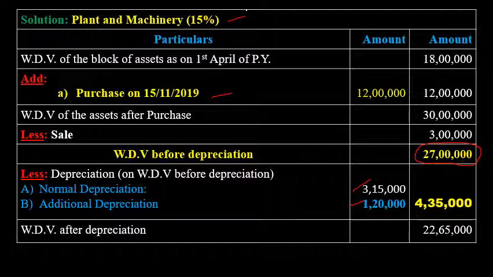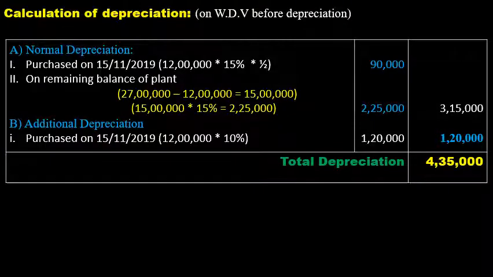The total depreciation is rupees 4,35,000. So I showed it in the next slide. Here is the calculation of depreciation. Normal depreciation, which is like for all other assets.